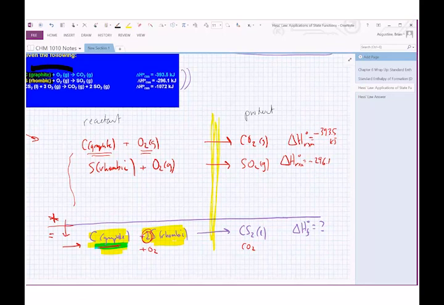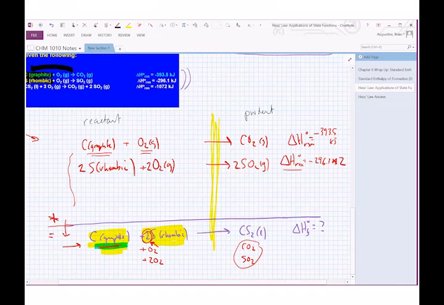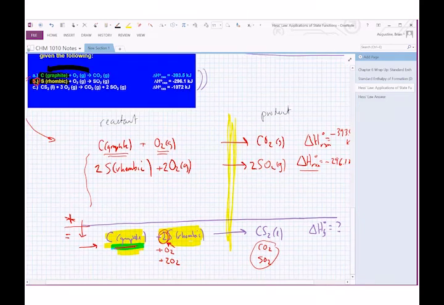All right, but now we got to deal with this. There's a 2 here, so I need to multiply this entire equation through by 2. And remember, whatever you do to the equation, you got to do to delta H. So I got to multiply delta H by 2 as well. So now we've actually picked up 2 more oxygens, and we've actually picked up an SO2. We still don't have my CS2, and now we've got a bunch of extra junk on the product side. So we're going to take care of that with the last step.